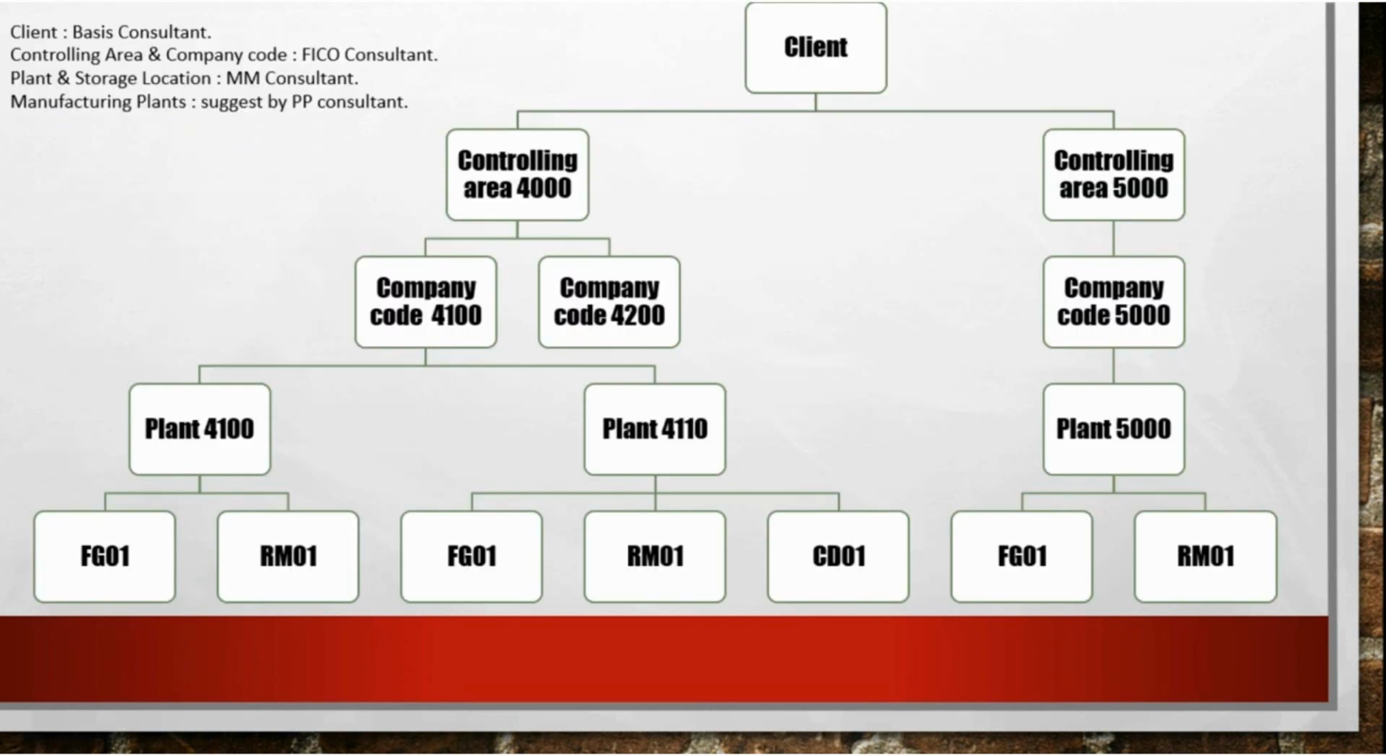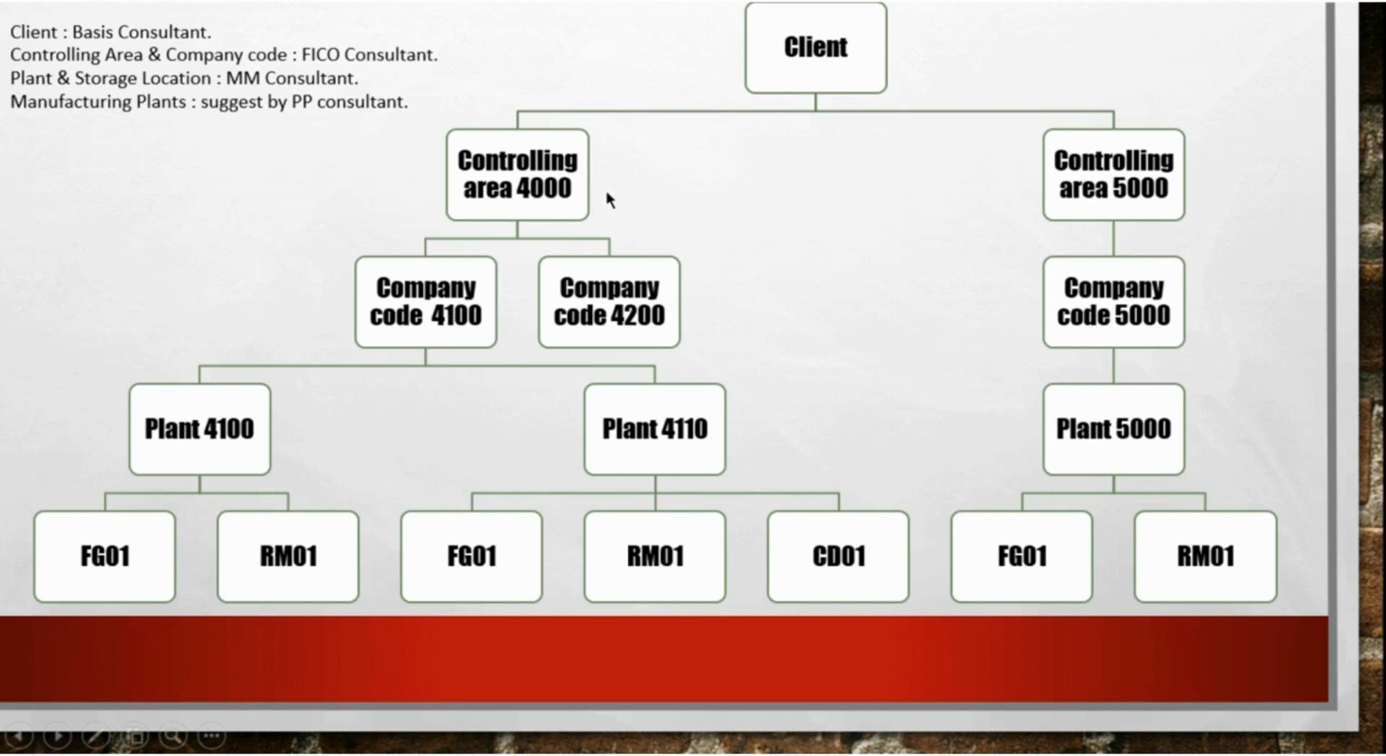This is the org structure. The main org structure is this. This is the client, which is at the higher level. Coming to the second level, you can take the controlling area. Here the controlling area is taken with 1 and 2 company codes. A controlling area may cover a number of company codes, it may be 4 or 5 company codes, depending on the business requirement, on how many controlling areas you want to take. These controlling areas will be decided by the controlling consultants, the CO consultants, and company codes.